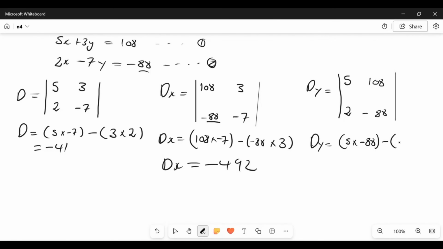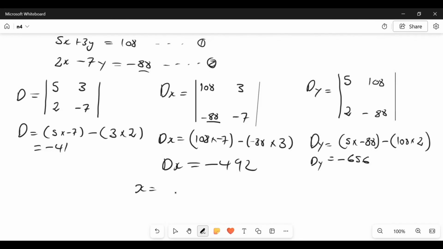And then we're going to multiply the second entry, which is 108, with the third entry, which is going to be 2. Now we put this on your calculator. dy is going to be negative 656. There we go. So these here are the determinants. They are not yet the actual values. So in order for us to calculate x and y, the following is required.